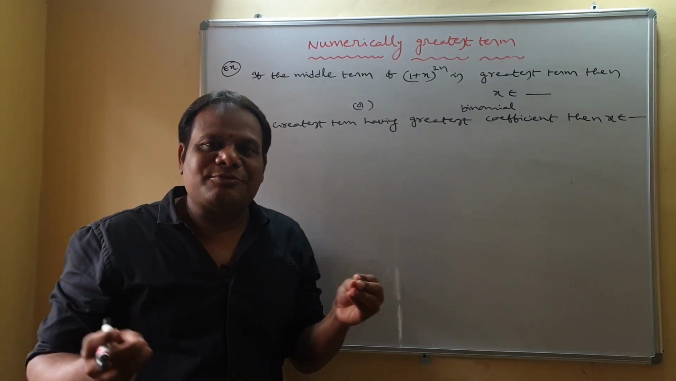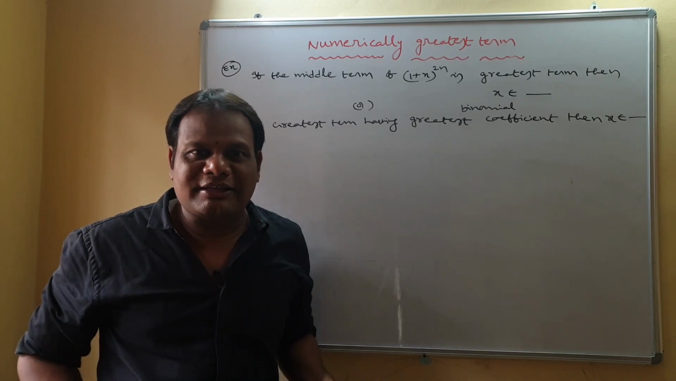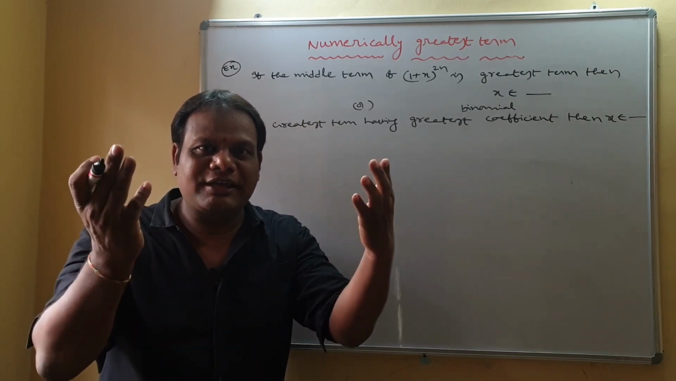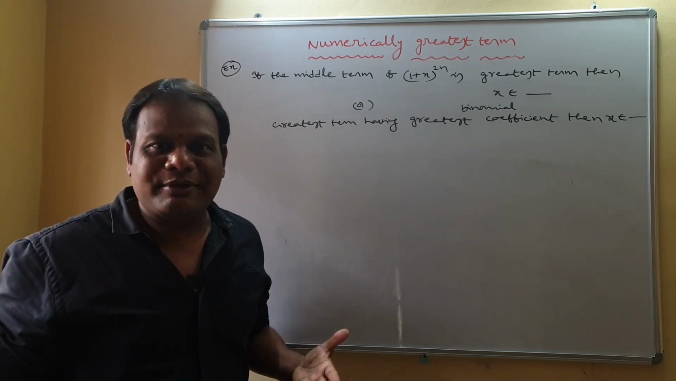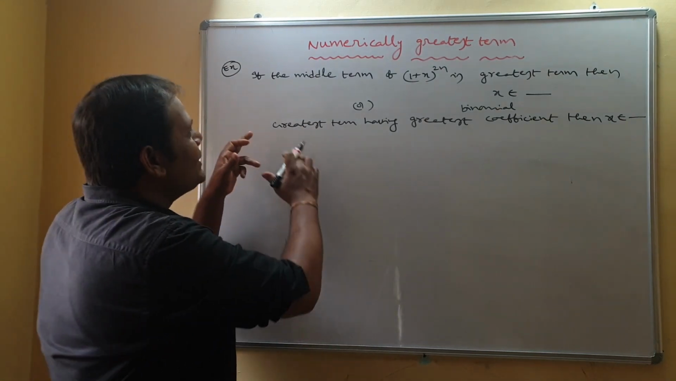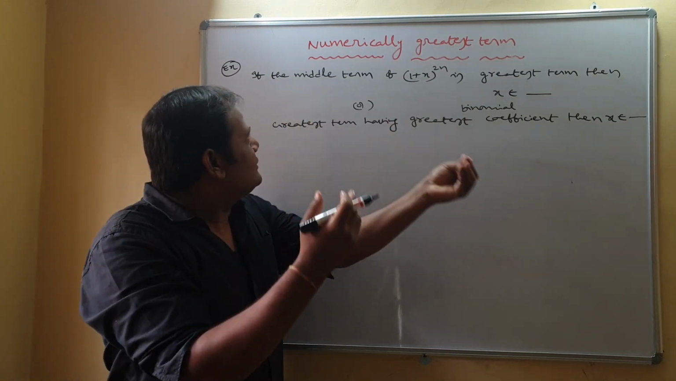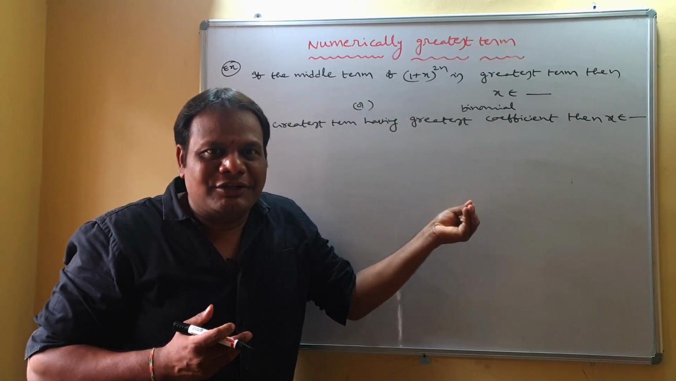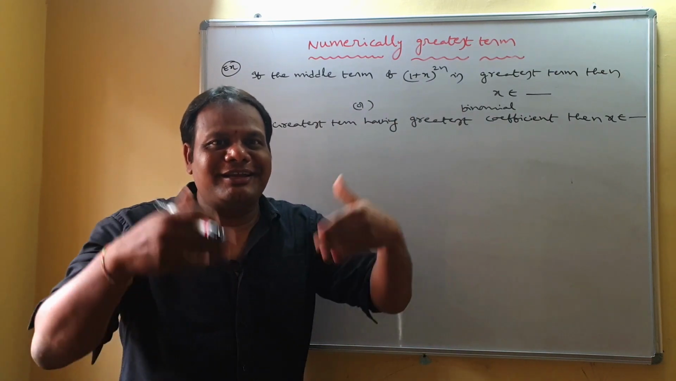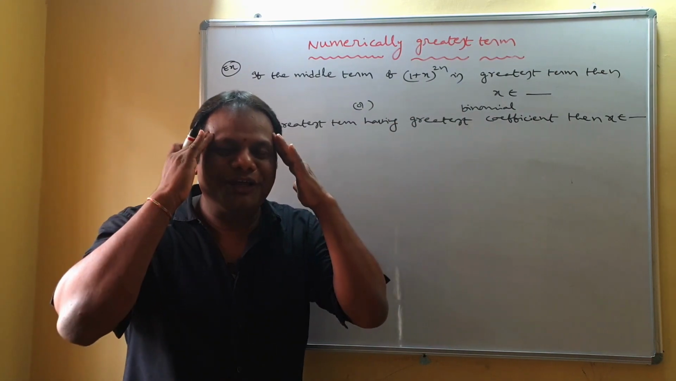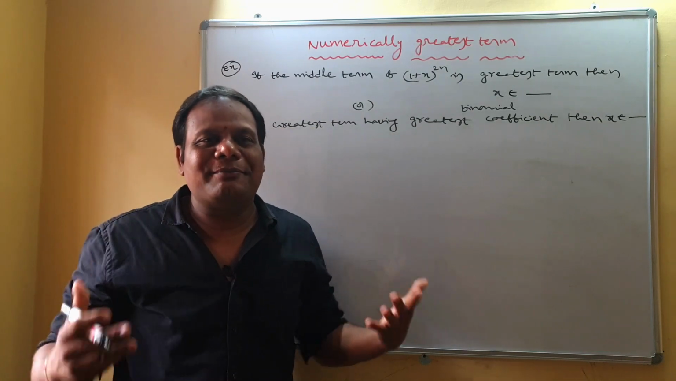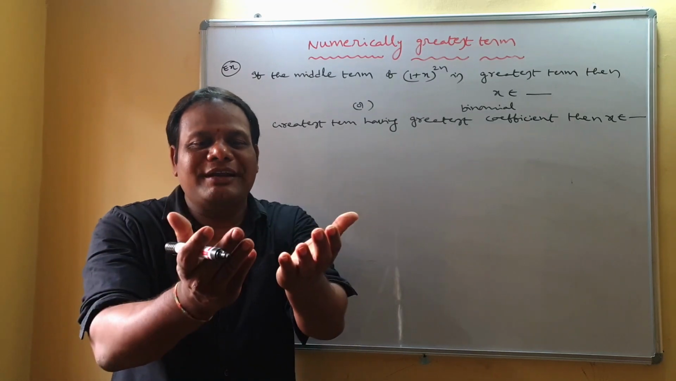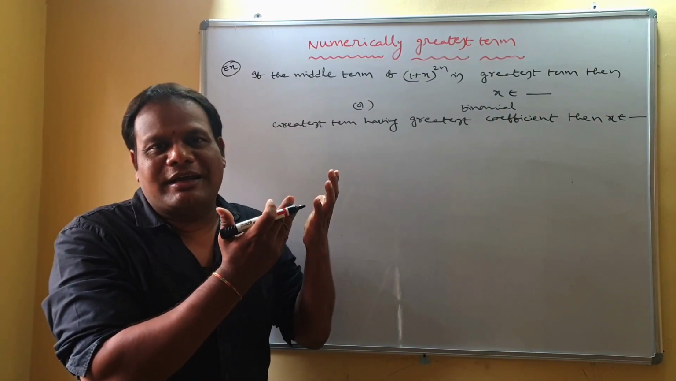What are greatest binomial coefficients in binomial expansions? You know that the binomial coefficient of the middle term is the greatest binomial coefficient, right? So instead of saying the middle term is the greatest term, they are simply telling that the greatest term has the greatest binomial coefficient. So you don't get confused. Where do we get the greatest binomial coefficient? In the middle term only we can get the greatest binomial coefficient.